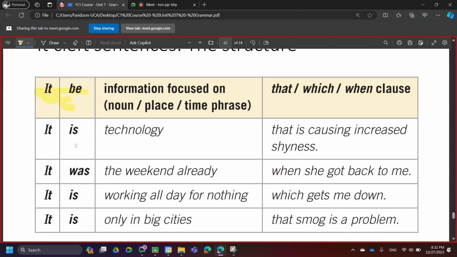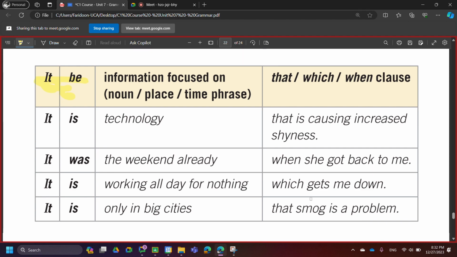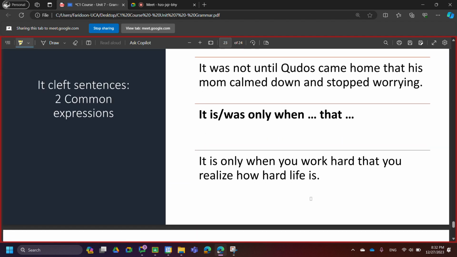Example, it is technology that is causing increased shyness. It was the weekend already when she got back to me. When clause. It is working all day for nothing, which gets me down. A which clause. And it is only in big cities that smog is a problem, and now it's a that clause again. Okay? So let's finish this one as well.